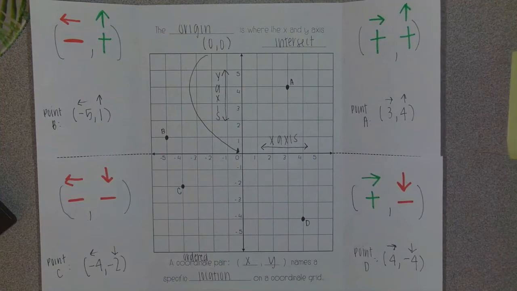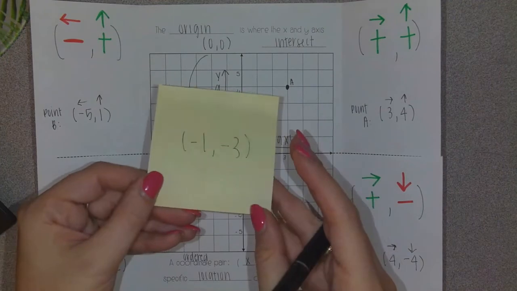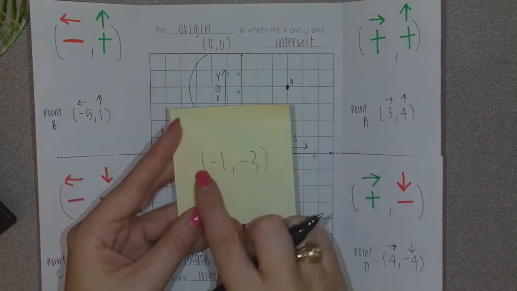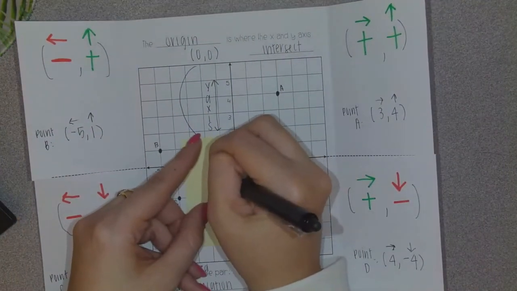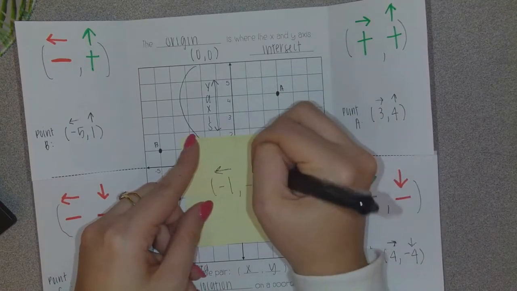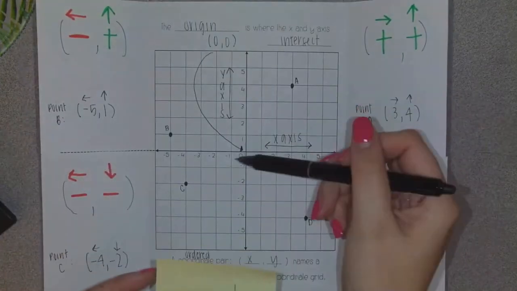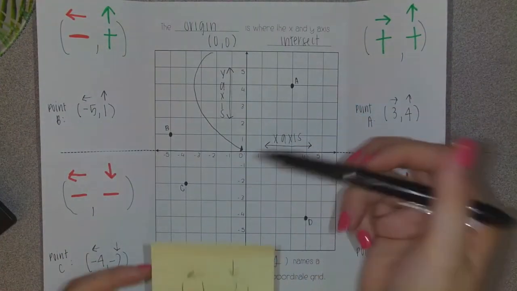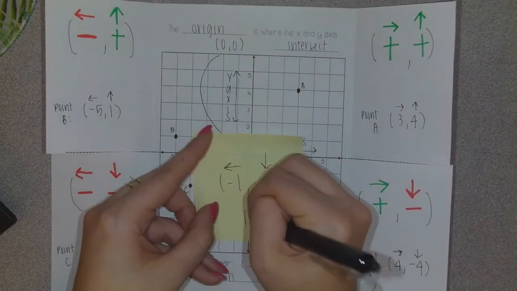Let's do another one. Let's say this time you have the ordered pair of negative 1, negative 3. So that negative x tells you to move to the left. That negative y tells you to move down. So by moving to the left, moving down, that would put you in quadrant number 3.